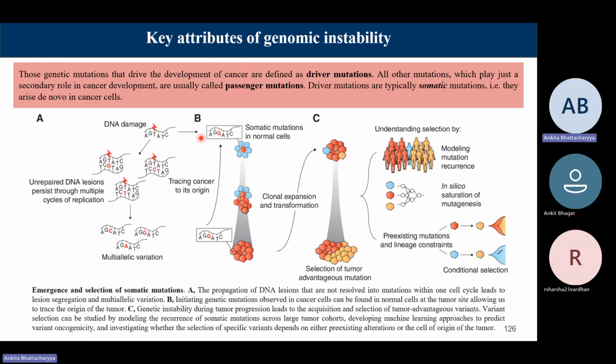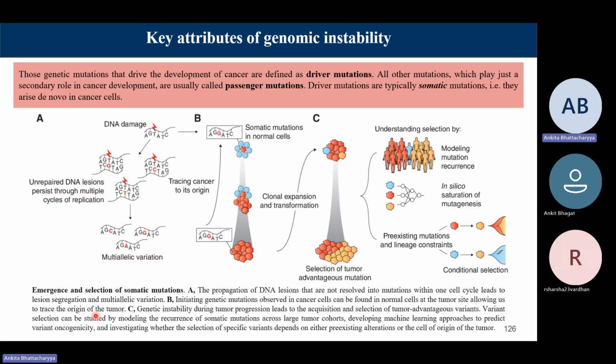What you see here is that this damaged DNA can actually be used as a tracker. How so? Let's look at this particular panel, which is panel B. So, initiating genetic mutations observed in cancer cells can be found in normal cells at the tumor site, allowing us to actually trace the origin of the tumor. So, at the tumor site, you can find these initiating genetic mutations, and so you can figure out where the tumor has eventually originated from.